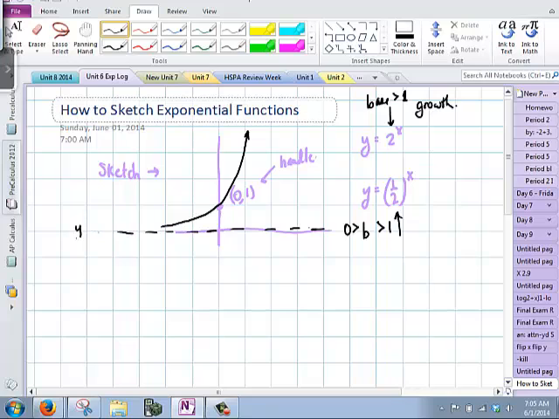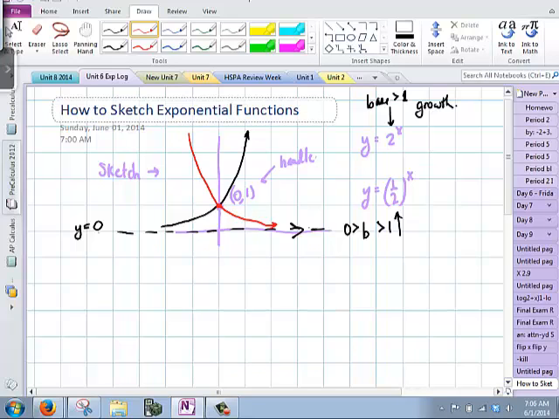y equals 0. And it would have to show growth as time goes on. As time increases in the x direction, you would see the function increasing. And a decay function, like a 1/2 decay function, would appear as exponential decay heading towards that asymptote.